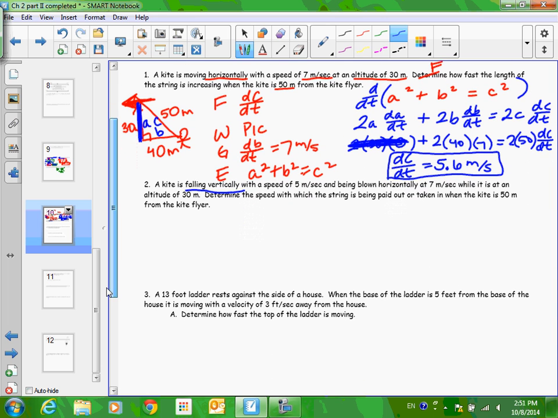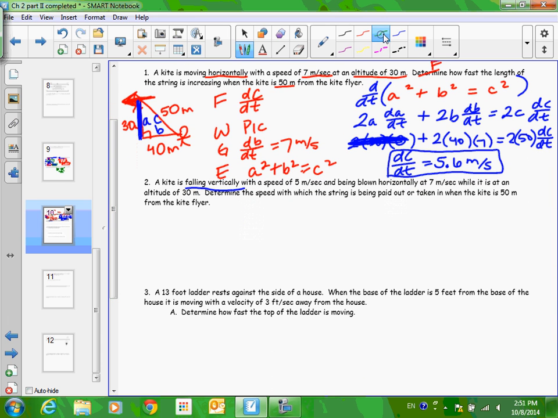All right, so look at the next one. The problem, everybody look up here. The problem is the exact same problem. The only difference is that we have this added element of a kite falling vertically. So in other words, it's all the same thing. They're still telling us to find, they're going to explain it differently, determine the speed at which the string is being paid out. That's still dC over dt. The given is all the same, okay?